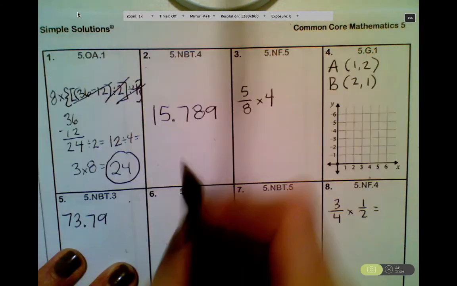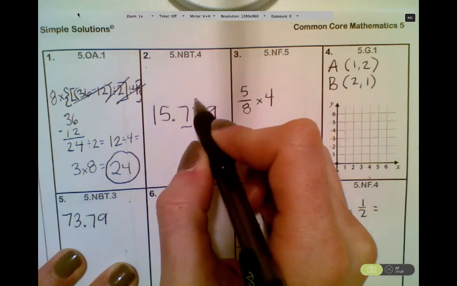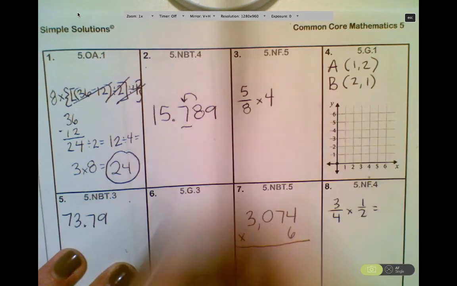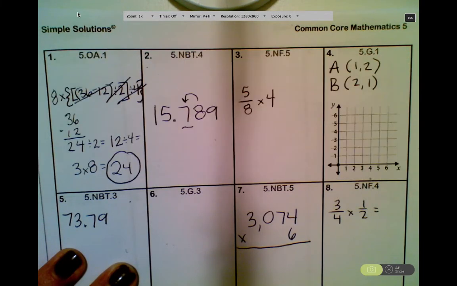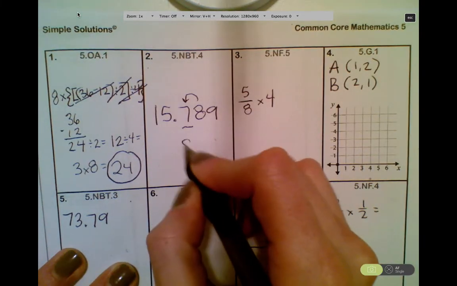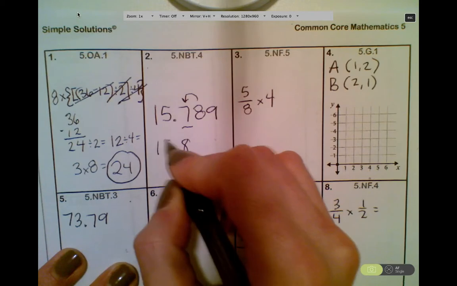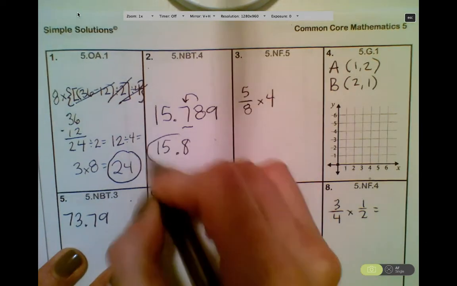Number 2, round this number to the nearest tenth. The 7 is in the tenths place, so I look at my neighbor on the hundredths place, an 8. The 8 tells the 7 to bump up to an 8, and everything before it stays the same. 15 and 8 tenths.